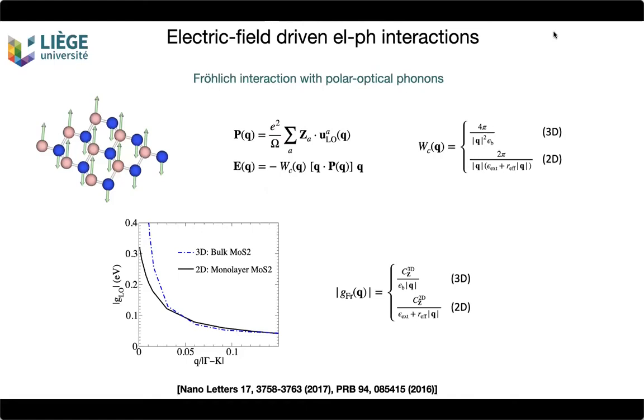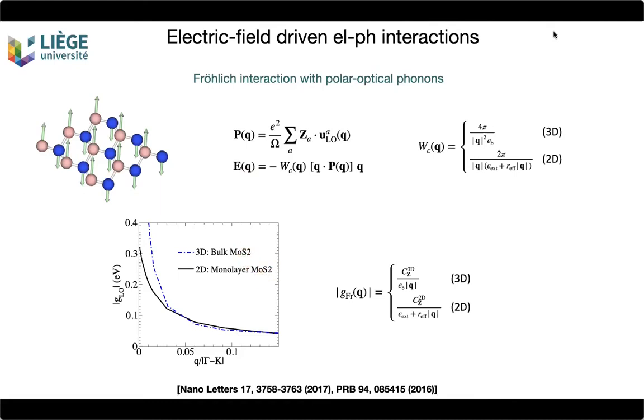The electric field is different in 3D and 2D, as you can see from this green Coulomb kernel here. And the underlying reason is twofold. First, because the source of the field is in different dimensionality. It's either a volume of dipoles or a plane of dipoles. And also because the material screens those fields differently. In any case, when you apply those electric fields to electrons, you get an electron-phonon interaction that's called the Fröhlich interaction. And it's different in 3D and 2D.